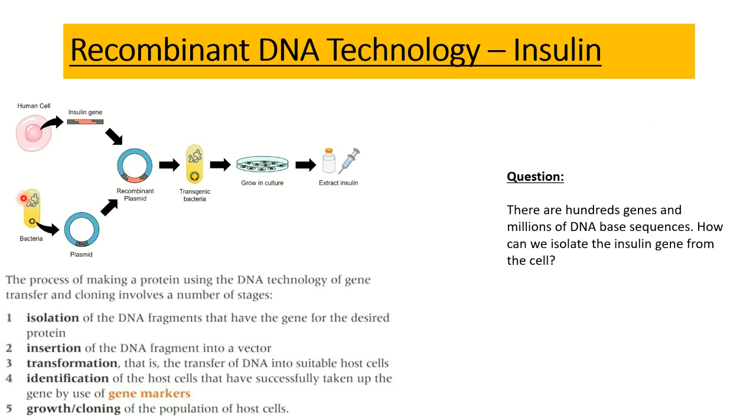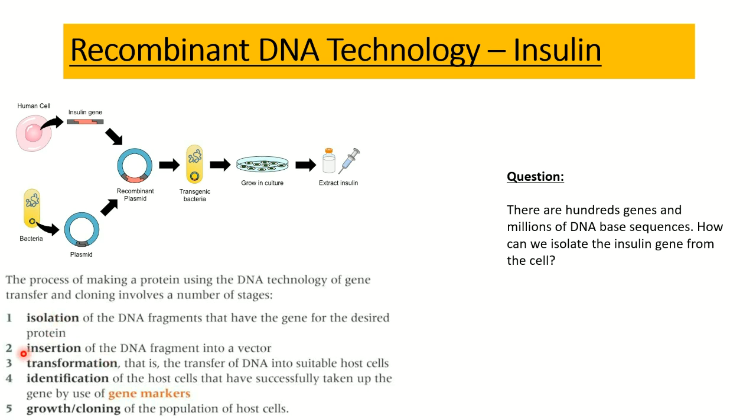At the same time, we get a bacteria, and we get the plasmid out of the bacteria. We isolate the plasmid, and then we add the insulin gene into the plasmid. Here we go. Now this is called a recombinant plasmid, and we've covered that. It has genes from two different organisms. This recombinant plasmid, which contains the insulin gene, is now transferred into the bacteria again. Now the bacteria is called transgenic bacteria because it has this recombinant plasmid, and that is called transformation.